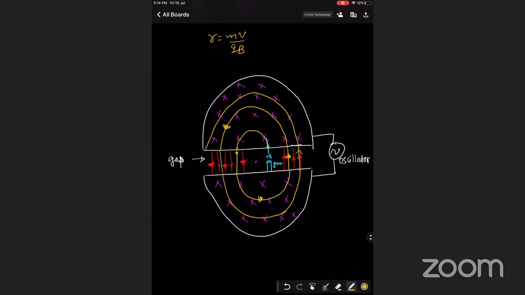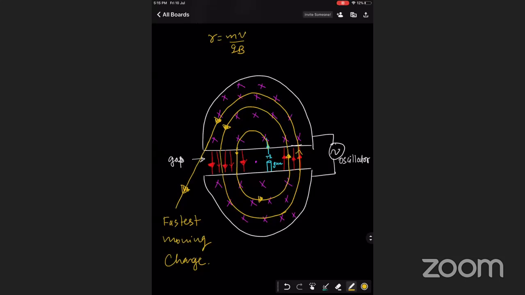And when its radius will become maximum, it will come outside. You understand that? Yes, sir. This is the fastest moving. You understood how it works? Yes, sir. There should be no doubt now, right?